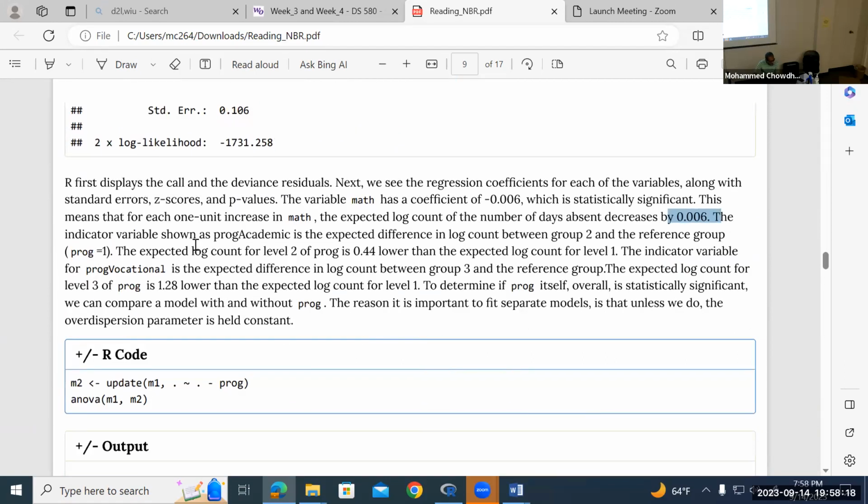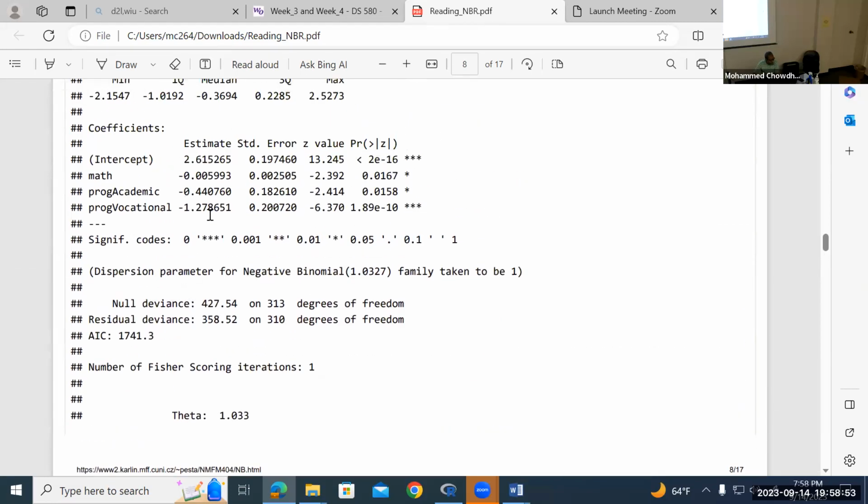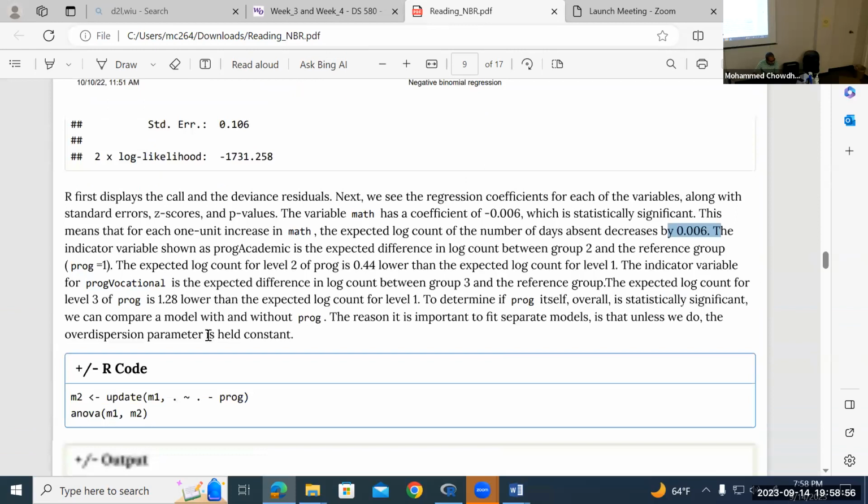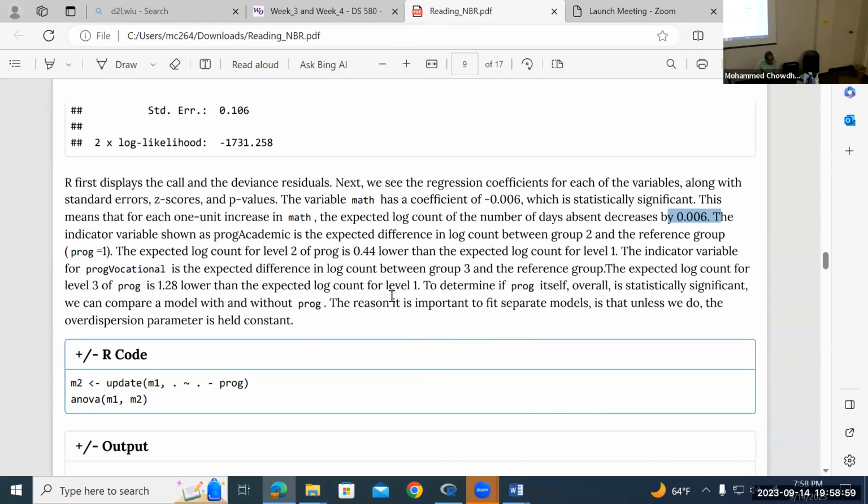So now take a look at that. The indicator variable shown as program academic is the expected difference in log count between group 2 and the reference group. The expected log count for level 2 of program is 0.44 lower than the expected log count for level 1. The indicator variable for program vocational is the expected difference in log count between group 3 and the reference group. The expected log count for group 3 of program is 1.28 lower, which is very rational, than the general one, the expected log count for level 1.